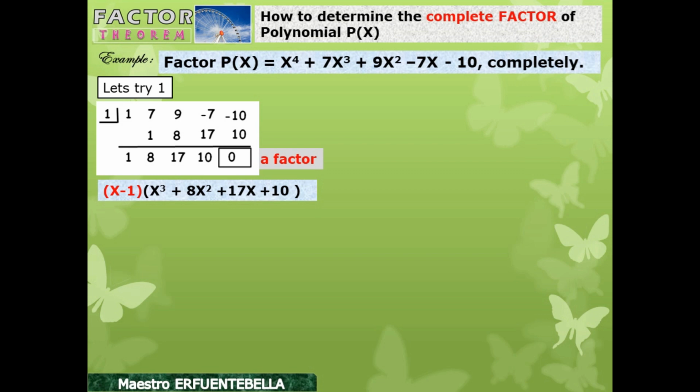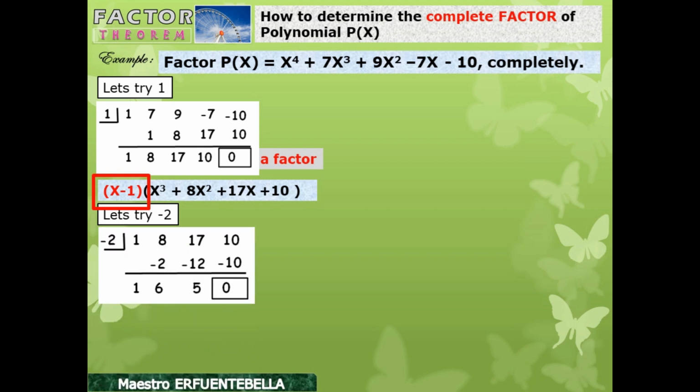This comes from the quotient of our first synthetic division. Okay? So that is the first factor. Let's try now negative 2. Our numerical coefficients now come from this remaining factor, the quotient of the previous synthetic division: 1, 8, 17, and 10. No need to go back to the original given p of x. So our r now is negative 2.